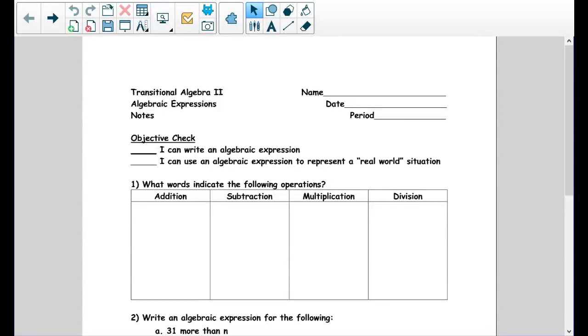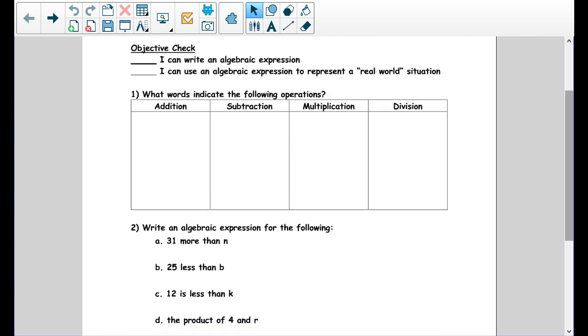All right, algebraic expressions. So basically we're taking the words and writing it in numbers and symbols, or we can take numbers and symbols and write it in words. Okay? So it can go both ways.